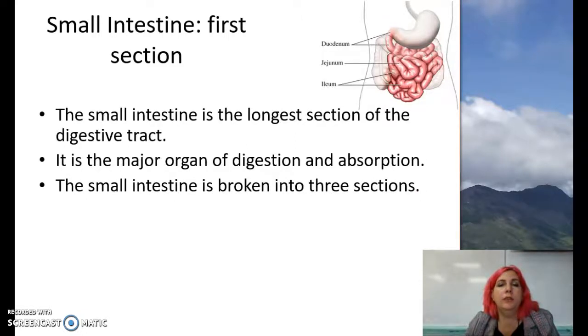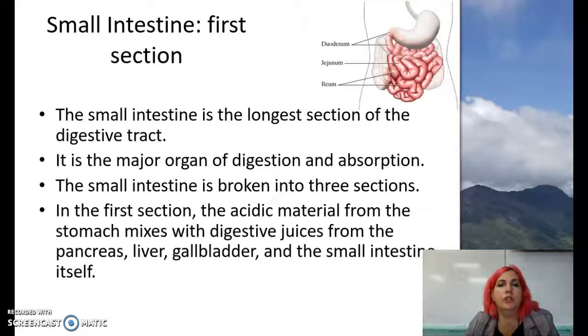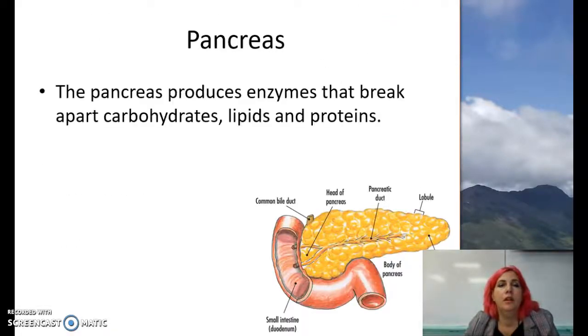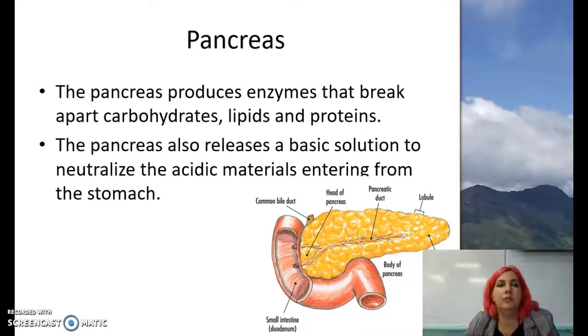The small intestine is broken into three sections. In the first section, the acidic material from the stomach mixes with digestive juices from the pancreas, liver, gallbladder, and the small intestine itself. The pancreas produces enzymes that break apart carbohydrates, lipids, and proteins. The pancreas also releases a basic solution to neutralize the acidic material entering from the stomach.